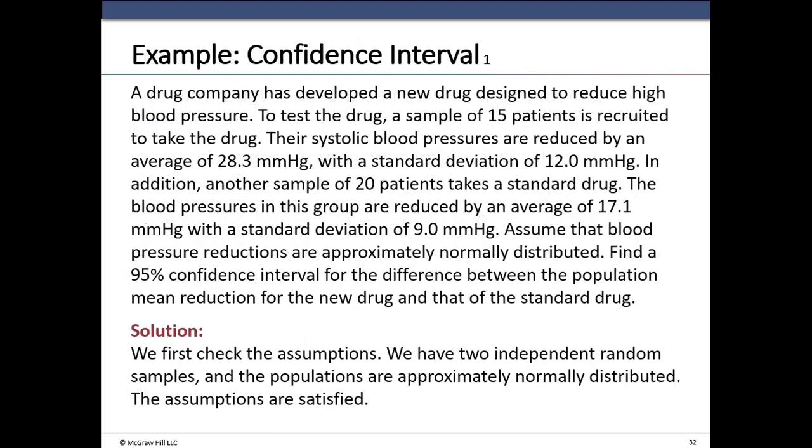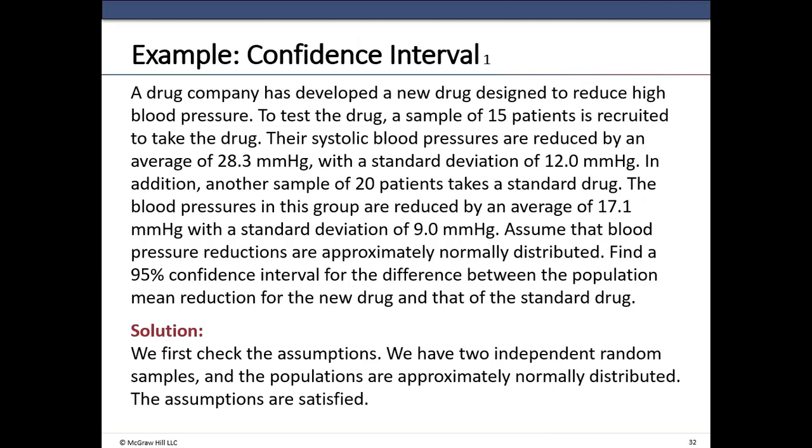A drug company has developed a new drug designed to reduce high blood pressure. To test the drug, a sample of 15 patients is recruited to take the drug. The systolic blood pressures are reduced by an average of 28.3 millimeters of mercury, with a standard deviation of 12.0. In addition, another sample of 20 students takes a standard drug. The blood pressure in this group is reduced by an average of 17.1 millimeters of mercury with a standard deviation of 9. Assume that the blood pressure reductions are approximately normally distributed.